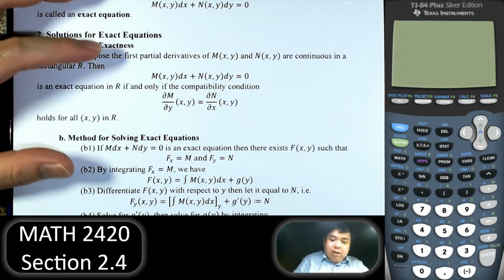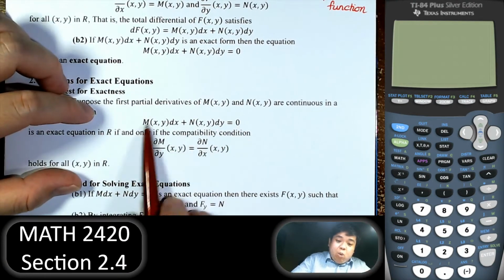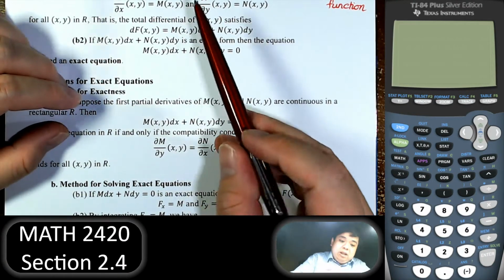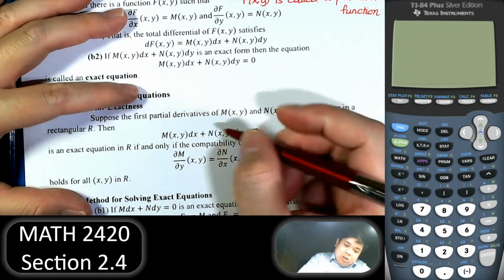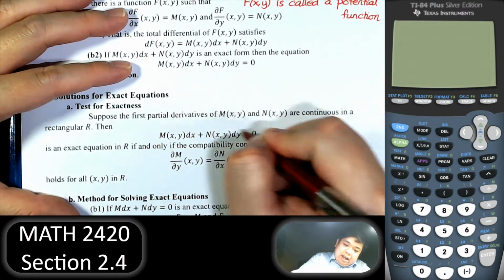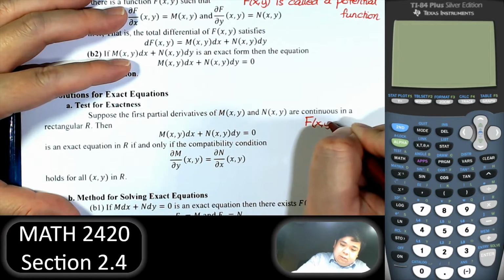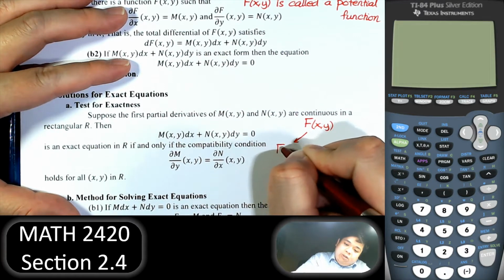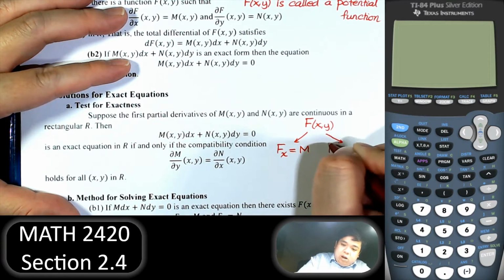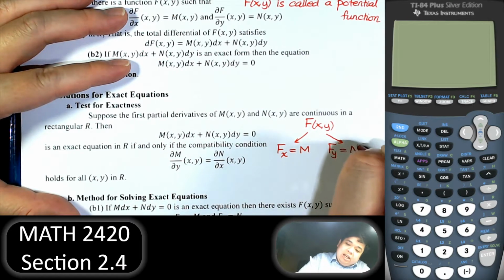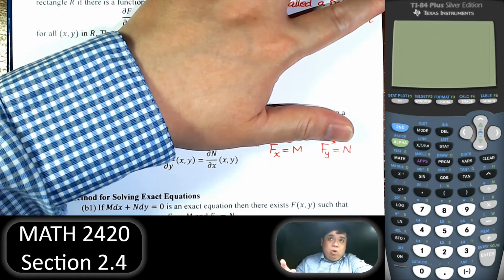So if this equation is exact, it has to come from the partial derivative of F with respect to x. If it is exact, then there is a function where the derivative with respect to x is equal to M, and the derivative with respect to y is equal to N. We don't know that function, but if it is an exact equation, there will be a function like that.